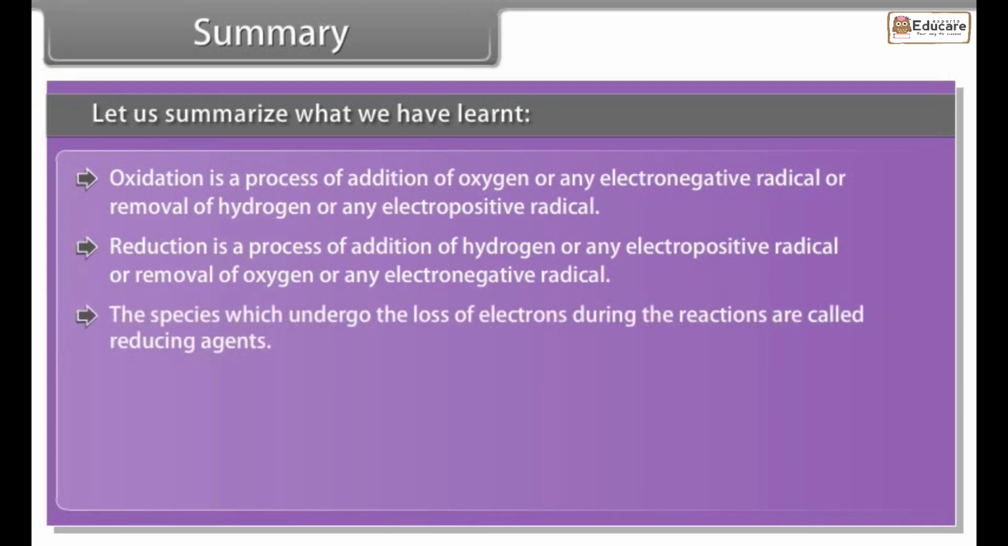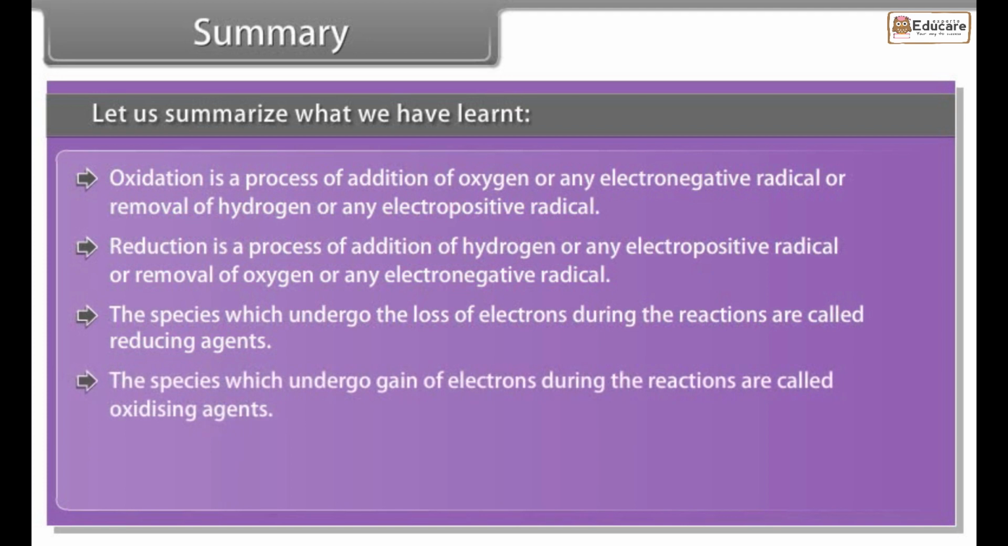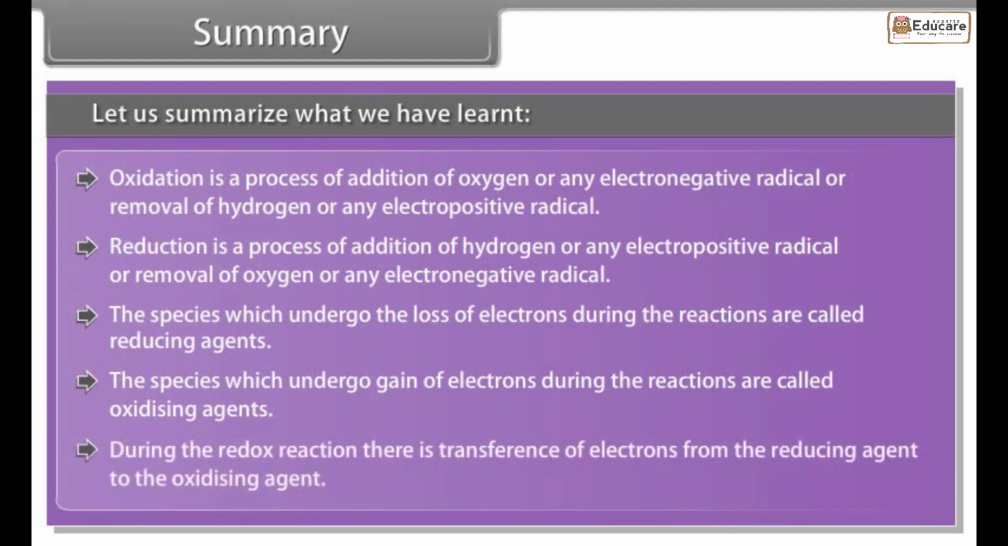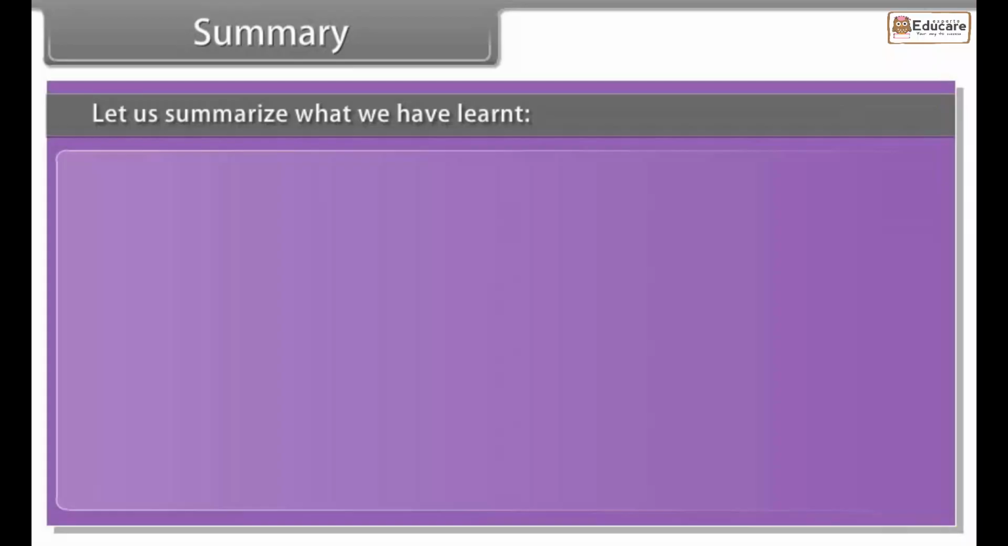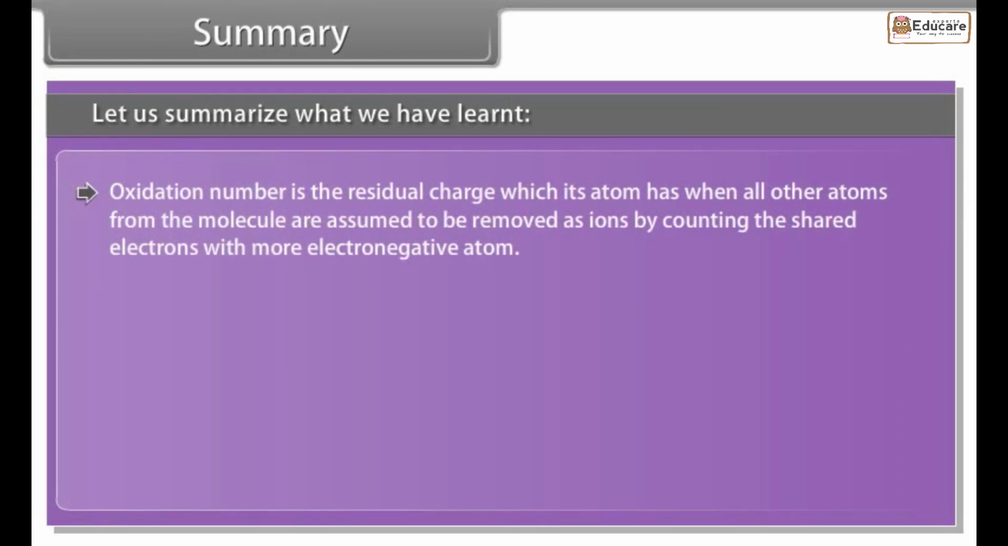The species which undergo loss of electrons during the reactions are called reducing agents. The species which undergo gain of electrons during the reactions are called oxidizing agents. During the redox reaction, there is transference of electrons from the reducing agent to the oxidizing agent. Oxidation number is the residual charge which an atom has when all other atoms from the molecule are assumed to be removed as ions, by counting the shared electrons with the more electronegative atom.